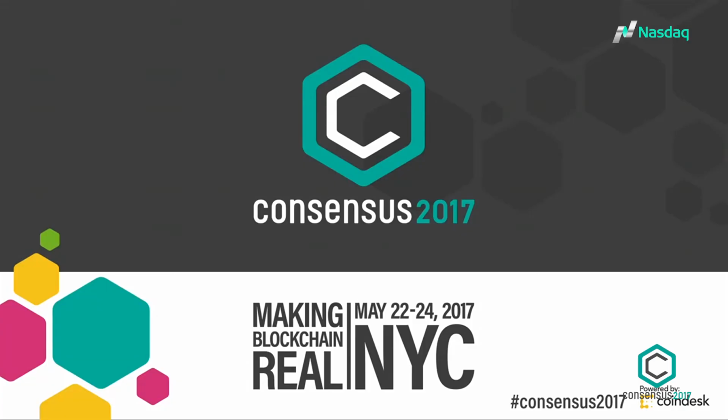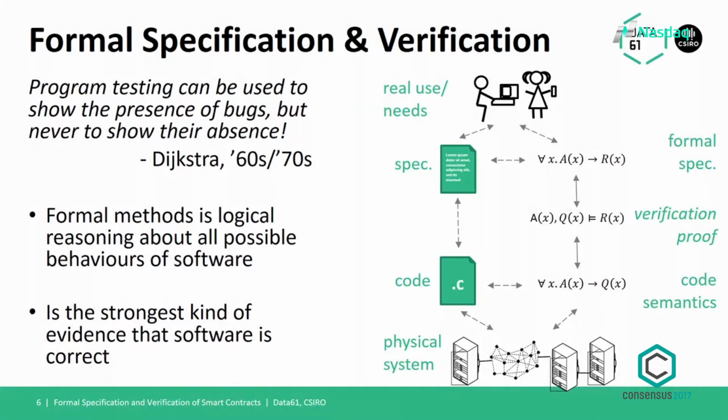So there are mathematical counterparts for that. We have the mathematical counterpart for the formal specification, which is meant to capture what the needs are in a mathematical form. And there's also the code, the semantics of the code, which we've also captured in logic. And then you have a verification proof that those two are consistent, that every possible behavior in the code is allowed by the formal specification.